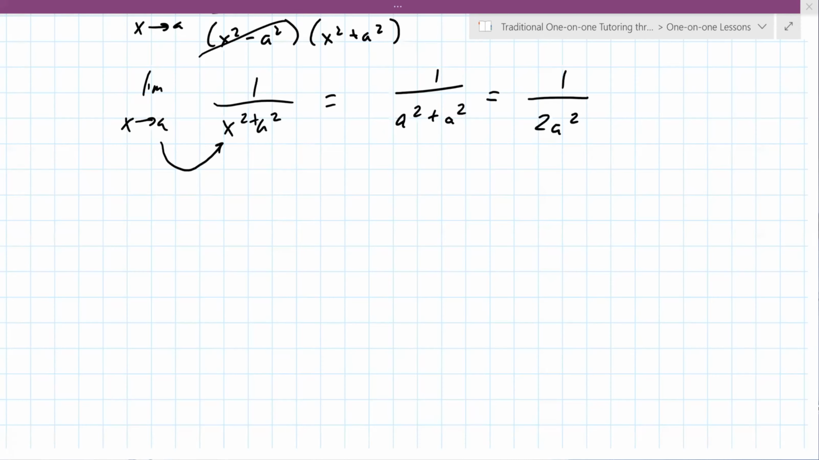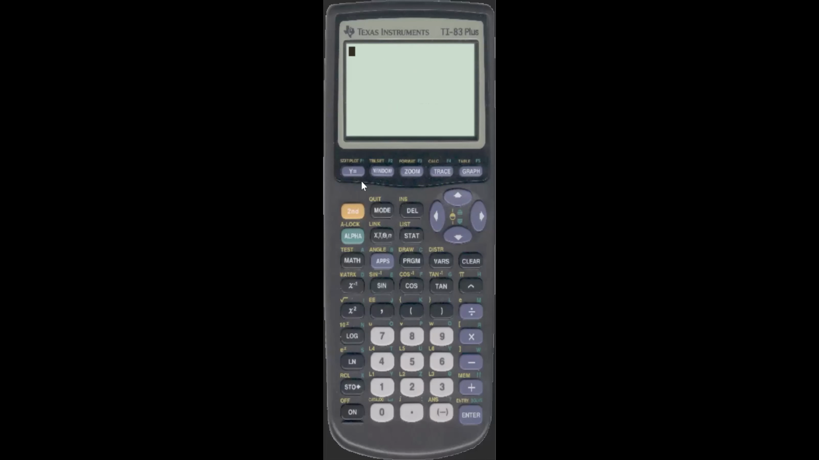There it is. Okay, so I got this virtual TI-83 up. Hopefully you see that. Oh yeah, cool. So one option is to enter the function here. And let me go back and get it.